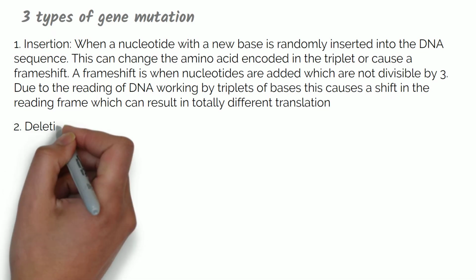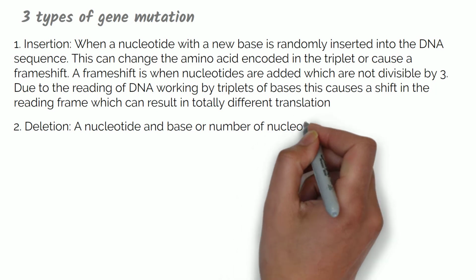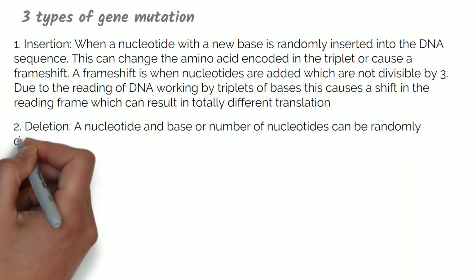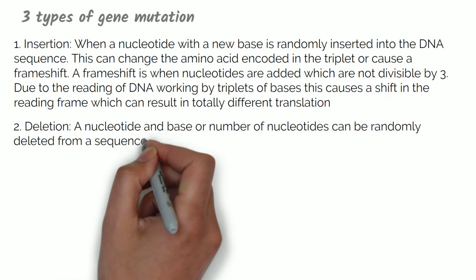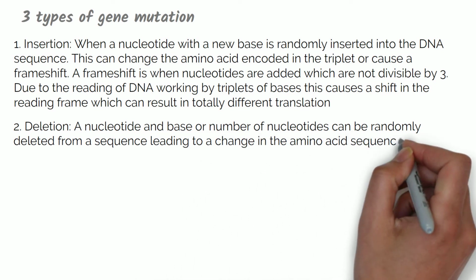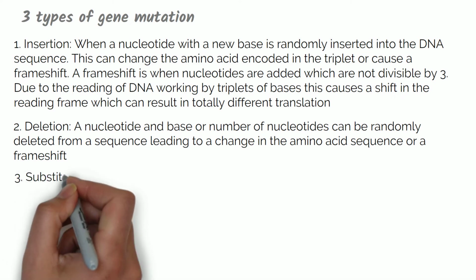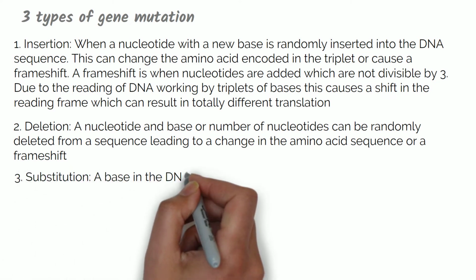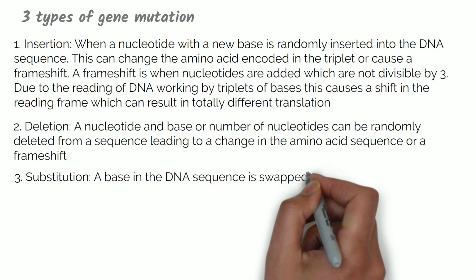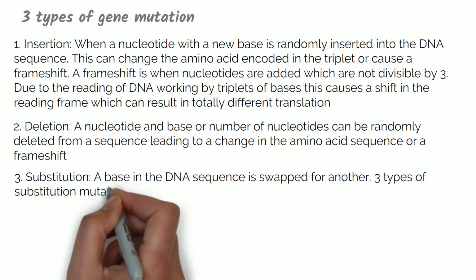Two is deletion. A nucleotide and base or number of nucleotides can be randomly deleted from a sequence, leading to a change in the amino acid sequence or a frame shift. Three, substitution. A base in the DNA sequence is swapped for another. There are three different types of substitution mutation.